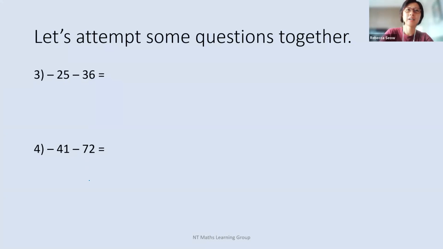Third question, -25, take away 36. So again, both are negative numbers. As we subtract, both get even more negative. And let's take 25 plus 36, we get 61. Fourthly, -41, take away 72. Both will give you a negative value. Let's add 41 and 72. We'll get 113.